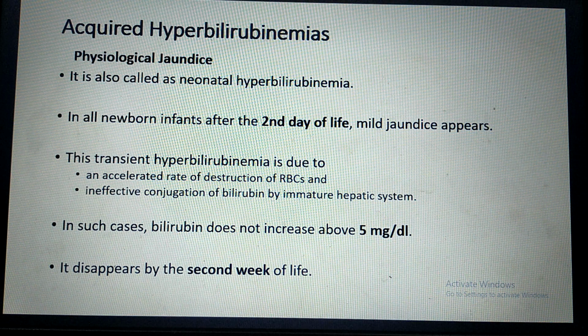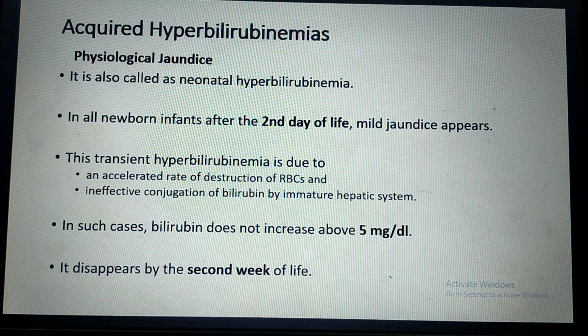After the second day of life, mild jaundice appears. Why does this jaundice appear, or why is there hyperbilirubinemia? This is due to 2 facts. First is accelerated rate of destruction of RBCs after birth. In the fetus, the RBC count is high as compared to our body. Therefore, after birth, the excess amount of RBCs get destroyed rapidly.